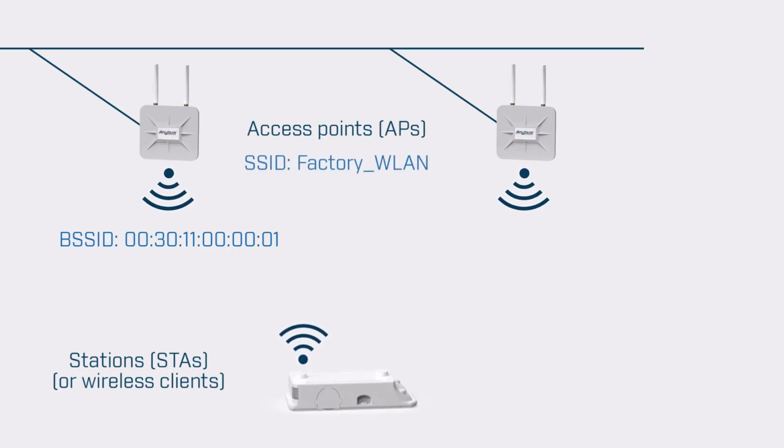The Service Set Identifier, SSID, is the name of the specific Wi-Fi network. When you search for a Wi-Fi network, you see a list of the SSIDs. Each network has its own unique SSID.